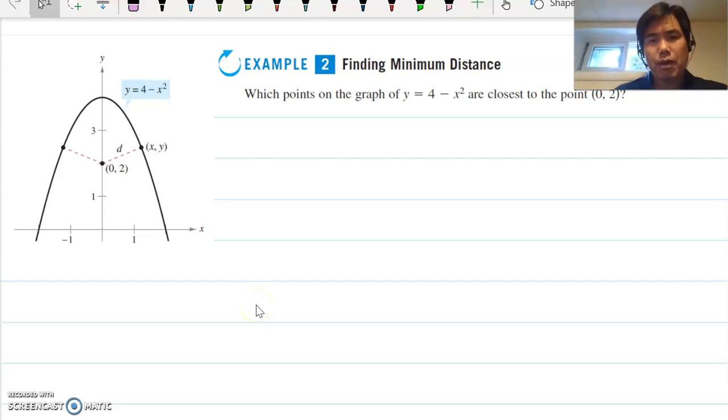So let's talk about examples of the optimization problem. Look at this problem. Example 2, finding minimum distance. Which point on the graph of y equal to 4 minus x squared is closest to the point (0, 2)? So that's the picture, basically.